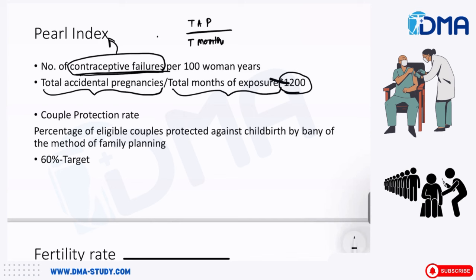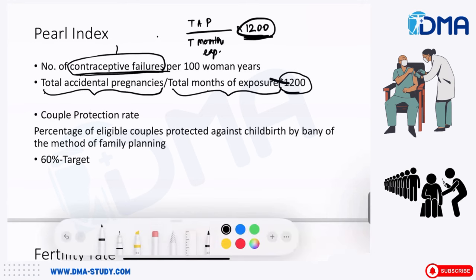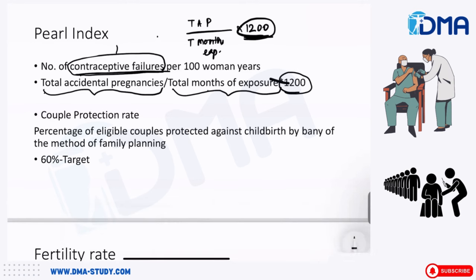Why are we dividing by 1200? Because we have 12 months. So that is why we are multiplying by 100 over the total months of exposure into 1200. Fine. Total accidental pregnancy is divided by total months of exposure into 1200. So if someone asks you what the formula for the Pearl Index is, you have to say this. Then we are concerned about one more thing, which is couple protection rate.